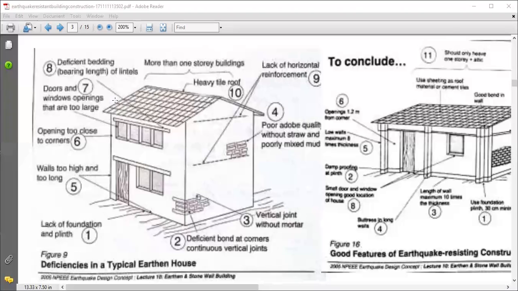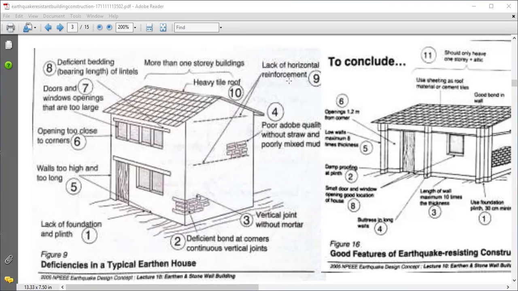If you have completed, we'll move towards the next point. In this earthen house, they have shown the lack of foundation and the plinth. There is a lack of foundation. You see here, there is no foundation and plinth level in this diagram. That is the deficiency in this earthen house, the lack of foundation and the plinth level.